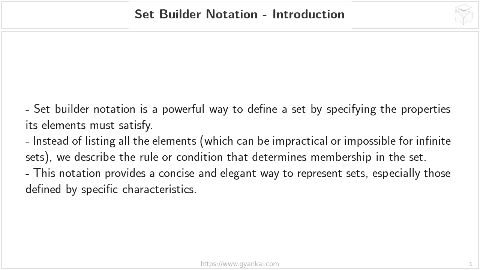Finally, this notation provides a concise and elegant way to represent sets, especially those defined by specific characteristics. It's a bit like writing a mathematical sentence that perfectly captures the essence of the set. In the following slides, we'll break down exactly how this notation works, looking at its structure and working through several examples. We'll start with the basic format and then build up to more complex definitions. So, keep this introductory idea in mind. We're moving from listing to describing when it comes to defining sets.